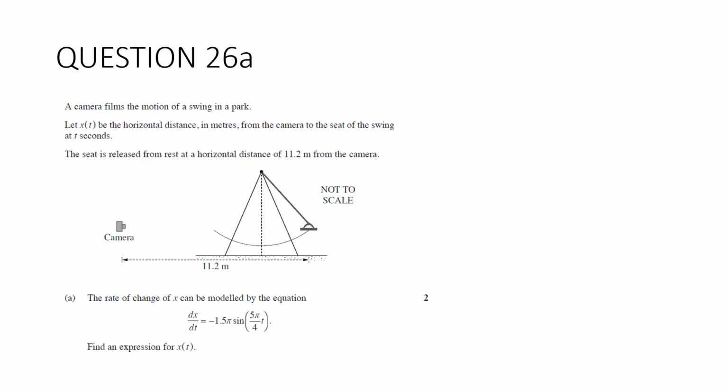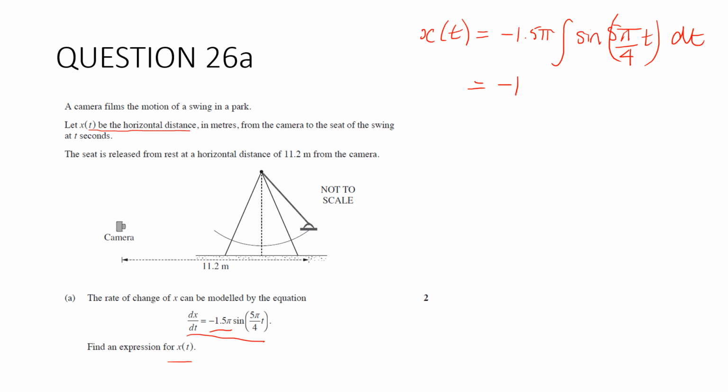Question 26a. A camera films the motion of a swing in a park. Let x of t be the horizontal distance in meters from the camera to the seat of the swing in t seconds. The seat is released from rest at a horizontal distance of 11.2 meters from the camera. The rate of change of x can be modelled by this equation. Find an expression for x of t. So we're going to integrate. So x of t will equal, I'm going to bring this negative 1.5 pi out the front because it's a constant, the integral of sine 5 pi on 4t dt.